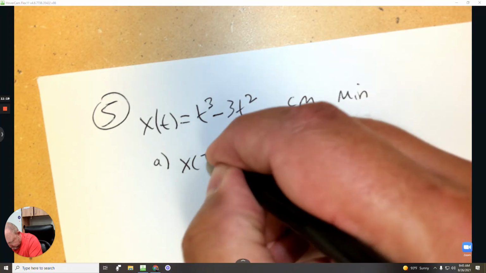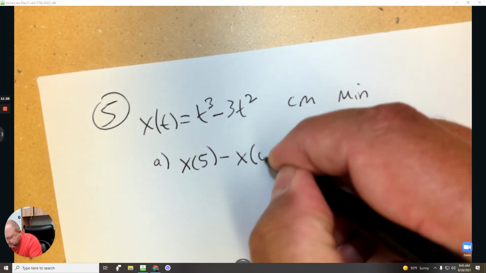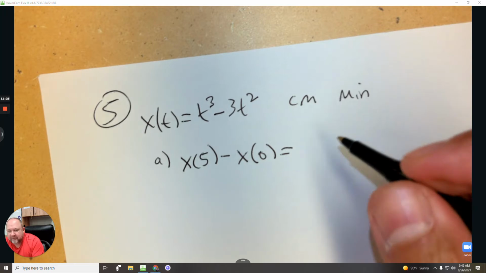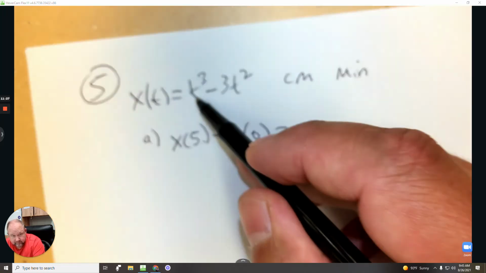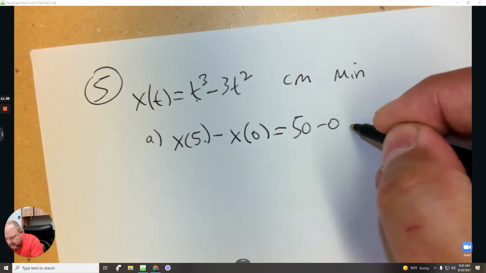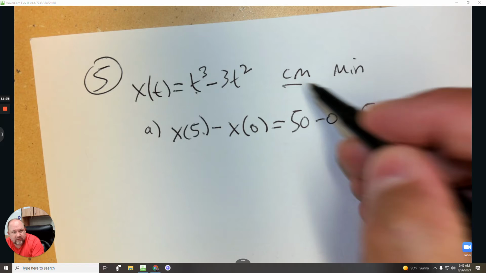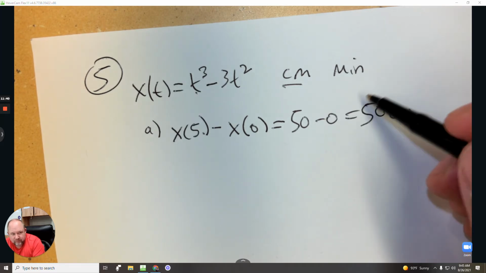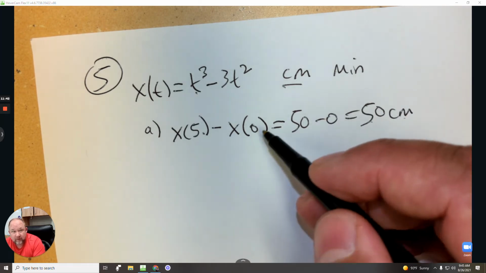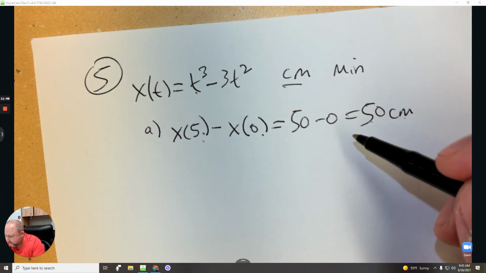So take the position, plug in 5, take the position, plug in 0. It's okay to use a calculator. So if you plug in 5, you get 50. If you plug in 0, you get 0. And for displacement, it's just the unit in terms of that. So the displacement is 50 centimeters. So where you started to where you ended, you went 50 centimeters to the right.